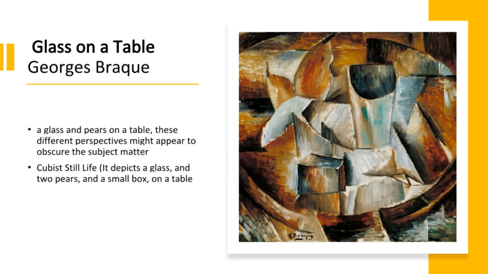Glass on a Table. In this painting of a glass and pipe on a table, these different perspectives might appear to obscure the subject matter, but Braque believed that by breaking up familiar items and reordering them, he could get closer to a true likeness of the object.